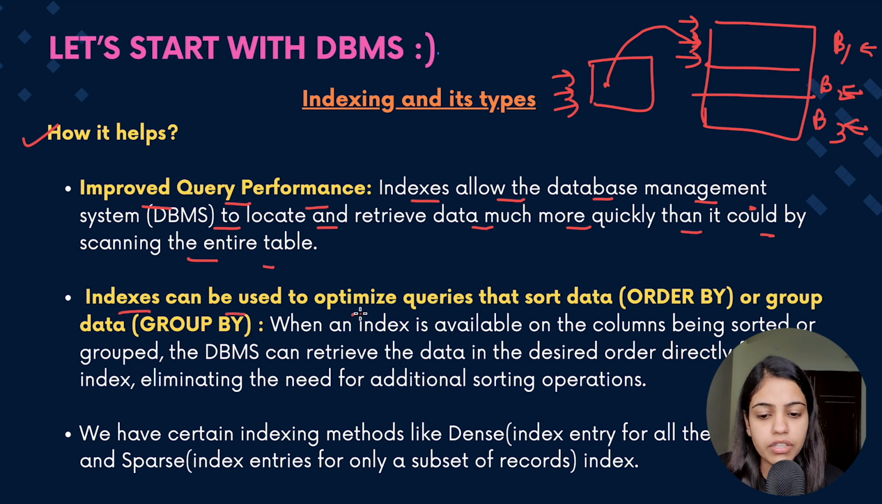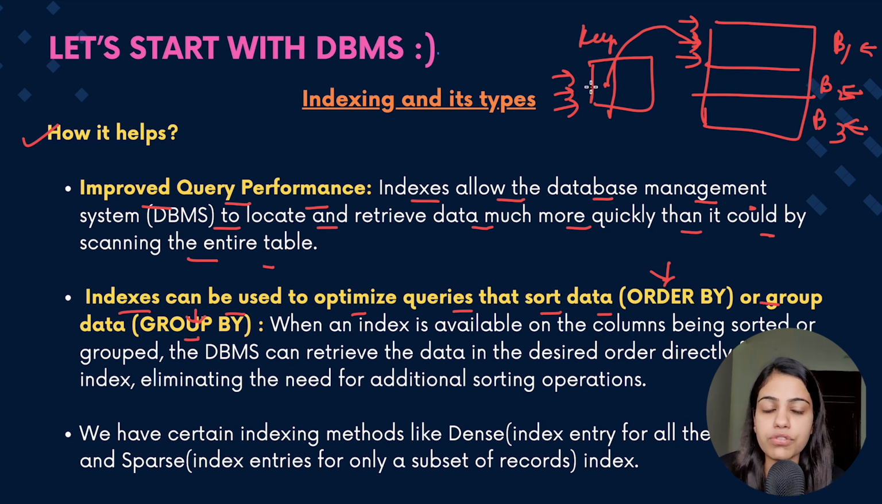Now, indexes can be used to optimize queries that sort the data, that is ORDER BY, or group the data, that is GROUP BY. So as I told in the earlier slides, that index table is always sorted. So whenever we put any key in the key column of this index table, they are always sorted. So this is sorted data. So whenever we want sorted data or grouped data, we use an index because that is very helpful.